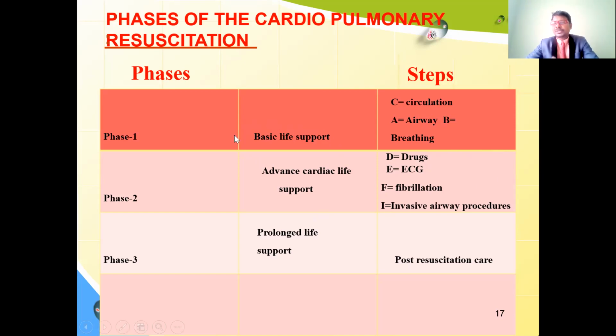If anybody gets any injury or heavy bleeding, because of the heavy bleeding they may get hypovolemic shock and may also get cardiac arrest. So that's the reason we first have to check the circulation. Is there any heavy bleeding or any damage to the arteries? Are there any open injuries? First, we have to check the circulation.